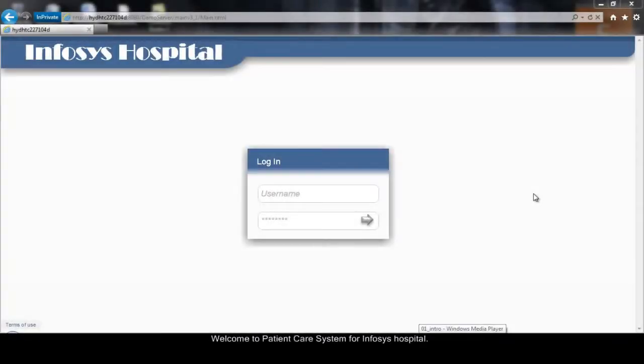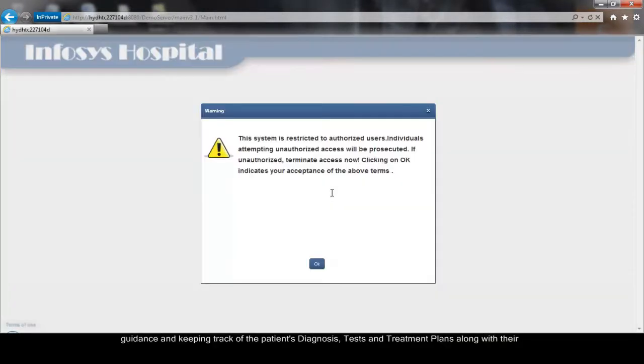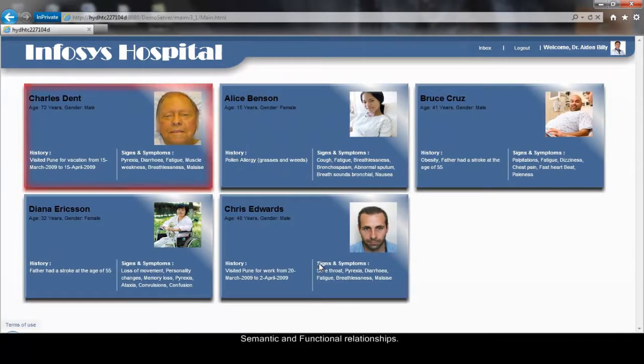Welcome to Patient Care System for Infosys Hospital. Here we demonstrate certain intelligent features of a patient care system developed at Infosys Limited at the Center for Knowledge-Driven Information Systems, Infosys Labs. This system assists doctors and healthcare providers in making their decisions by offering guidance and keeping track of the patient's diagnosis, tests, and treatment plans, along with their semantic and functional relationships.